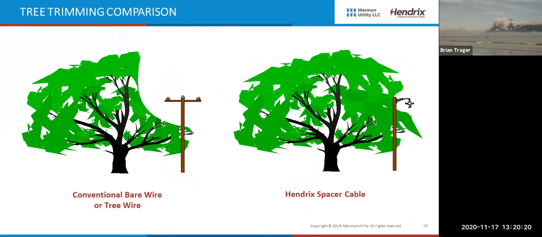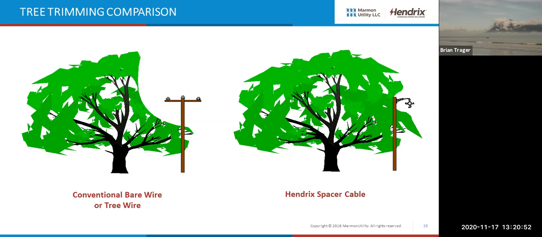If we take a look on the left, we have conventional bare wire or tree wire. So yeah, I need that 6 feet on the side, 15, 20 feet on the top for bare wire or tree wire. If I look at my drawing on the right, what I've done is I've taken that cross arm off. I've put a compact bracket on the street side, not the load side. So automatically I've saved 6 to 8 plus 3 plus 1. So I've saved 11, 12, 13 feet on the side of that tree.